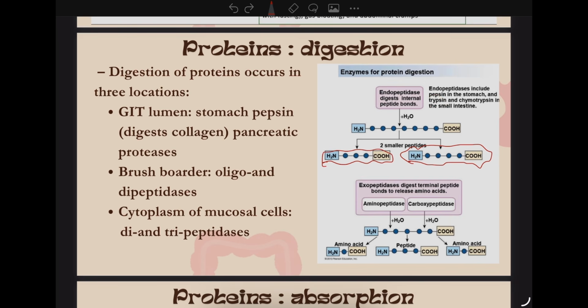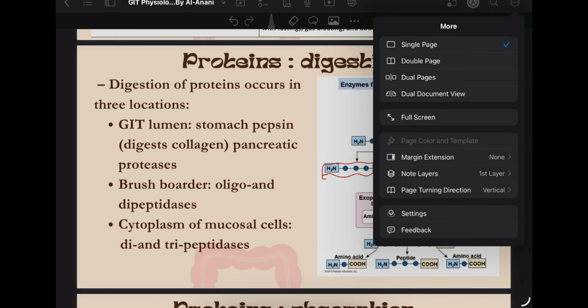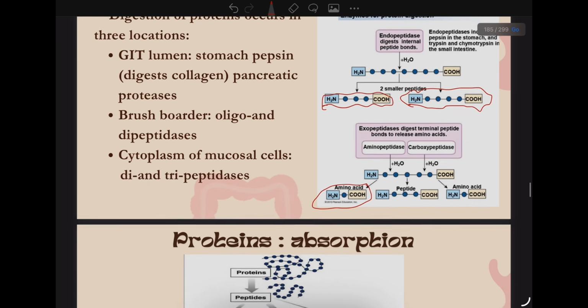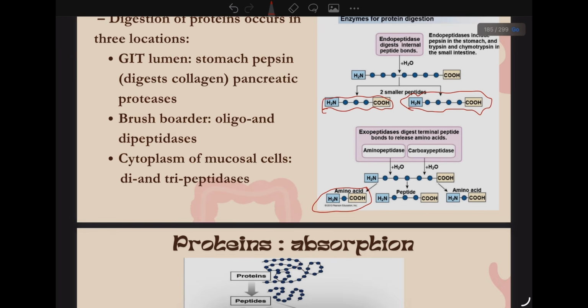Okay. Now when you have these small peptides, they are acted on by aminopeptidase and carboxypeptidase, which are exopeptidases. What do these exopeptidases do? They break down the small peptides into either amino acids or dipeptides or tripeptides or small intact peptides. We will talk about each of these. The main thing is that we have endopeptidases that break down large proteins into smaller peptides, and then exopeptidases which break down these small peptides into even smaller stuff.